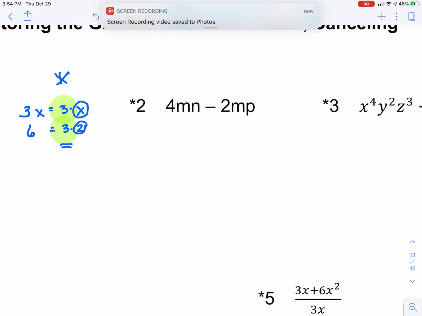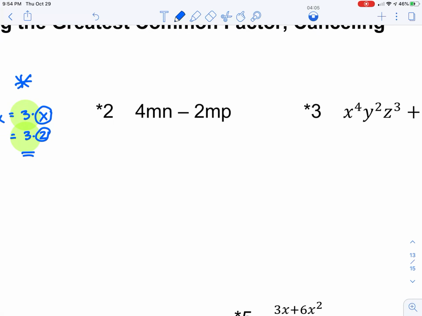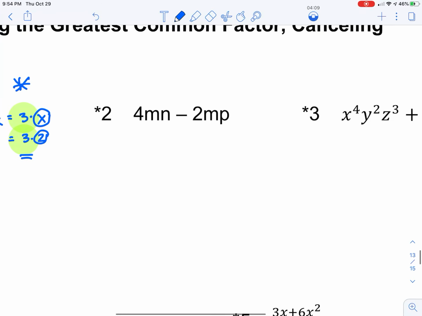Let's look at this one over here. Now we could do this process like we just did right here, but I want to see if maybe we don't need to do that, because the goal would be that I would learn how to look at these problems and identify what the greatest common factor of each term is. So let's look at 4mn and 2mp and see if we can determine what the greatest common factors are. Remember, it's factors that they share.